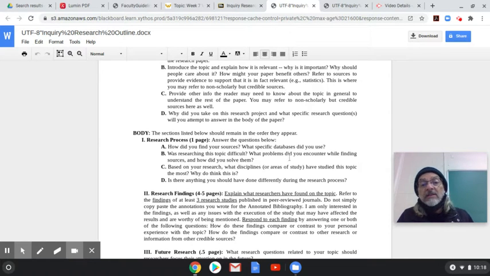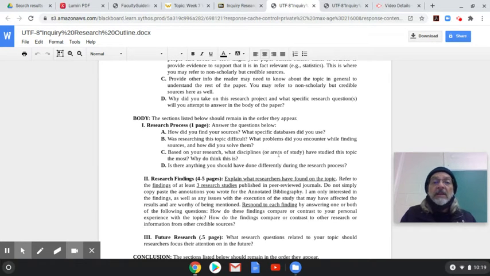Was researching the topic difficult? What problems did you encounter? Were there issues with the database? Were there issues in narrowing down your research terms or phrases? Maybe you used one research term or phrase a couple different times and that didn't work, so you changed it up a little bit, or you inverted it, or you did something. What did you do?